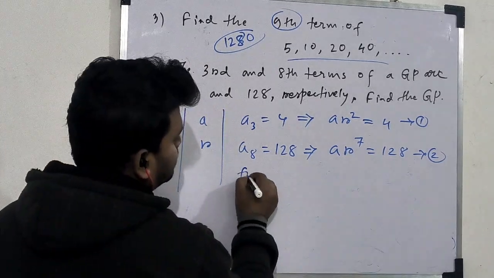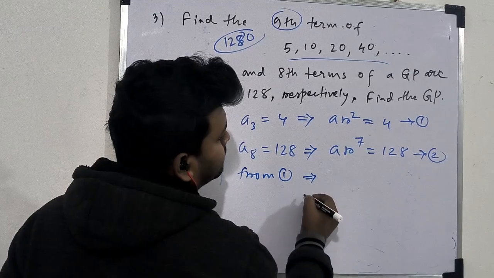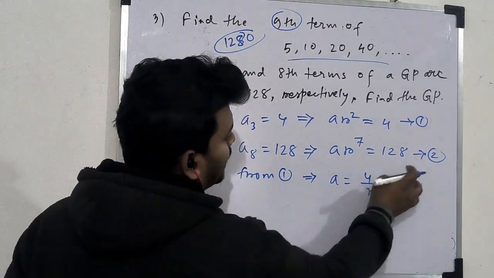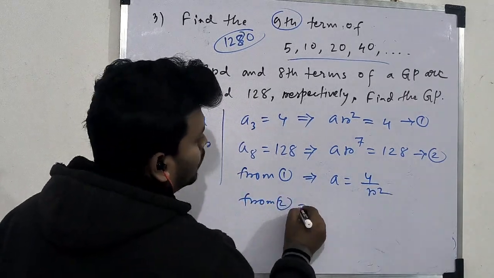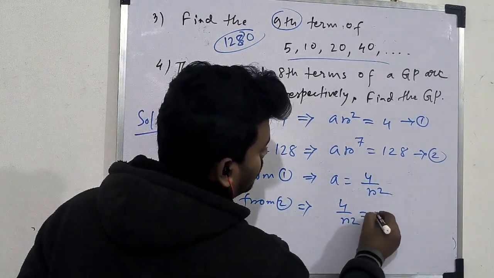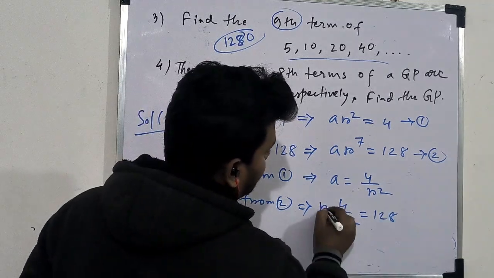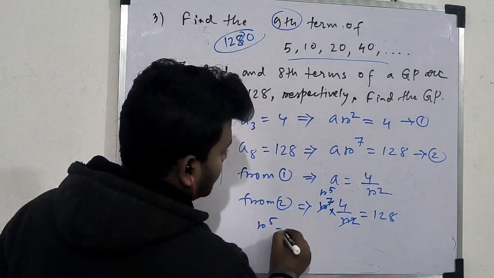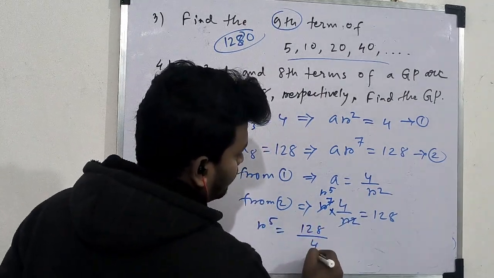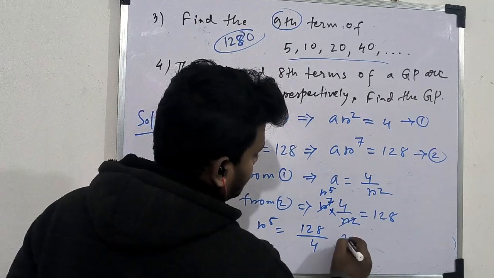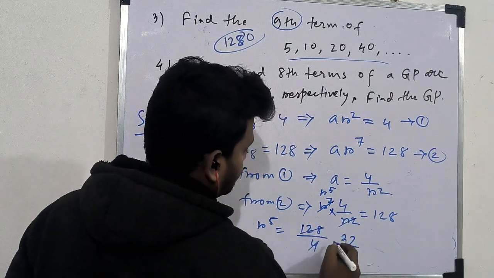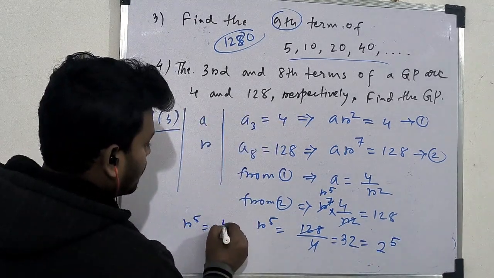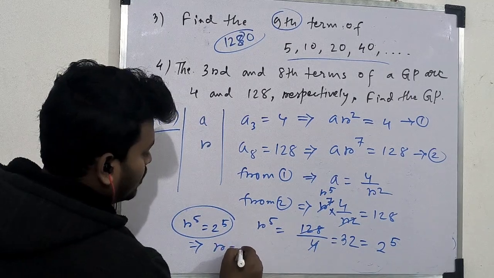So from 1 we get A equal to 4 by R square, and now we put A equal to 4 by R square in 2. Then from 2 we get 4 by R2 into R7 equal to 128. So therefore R7 by R2 is R5. So R5 equal to 128 divided by 4, that is 32. So this will be 32, and that is 2 to the power 5. So we get R to the power 5 equal to 2 to the power 5. So from here we get R equal to 2.